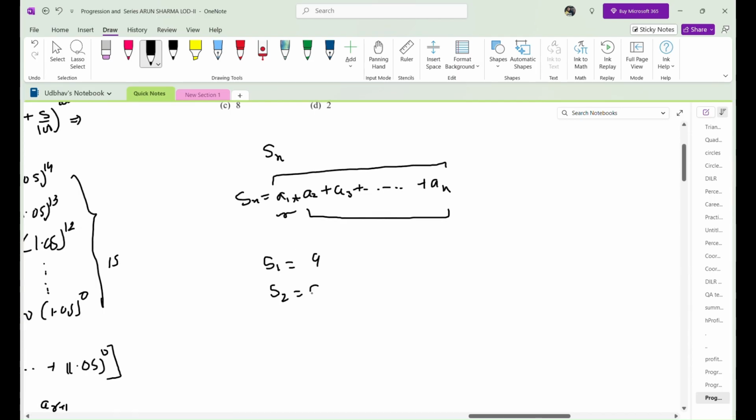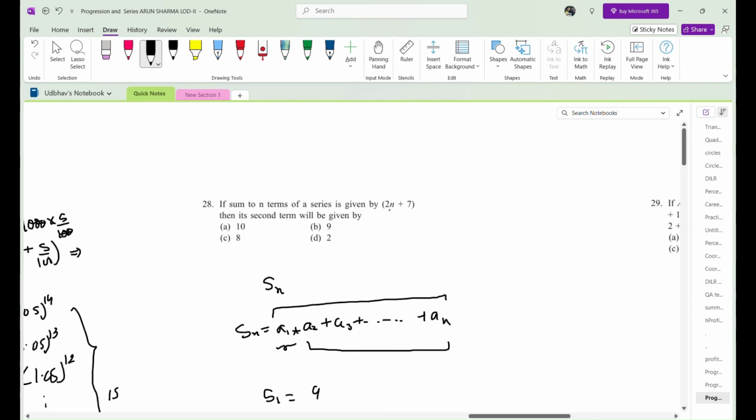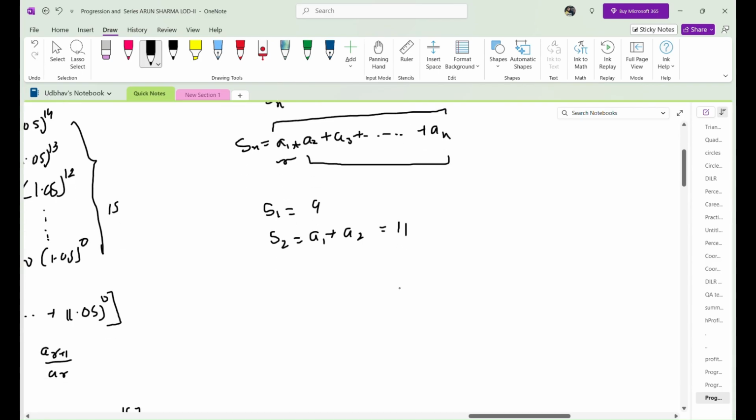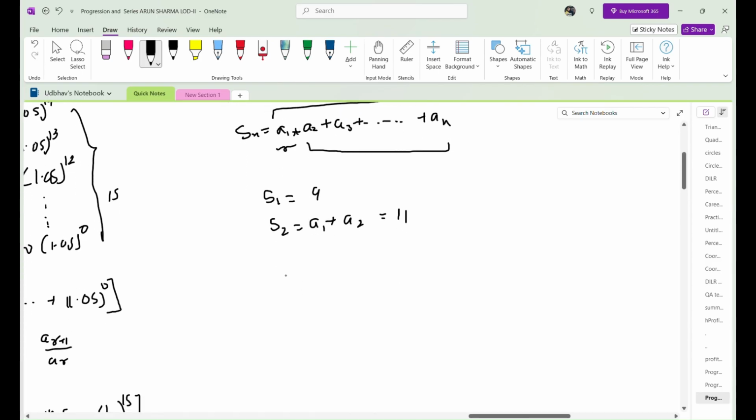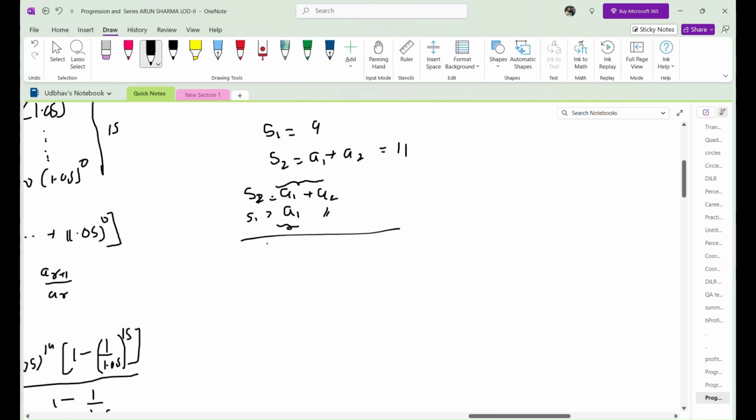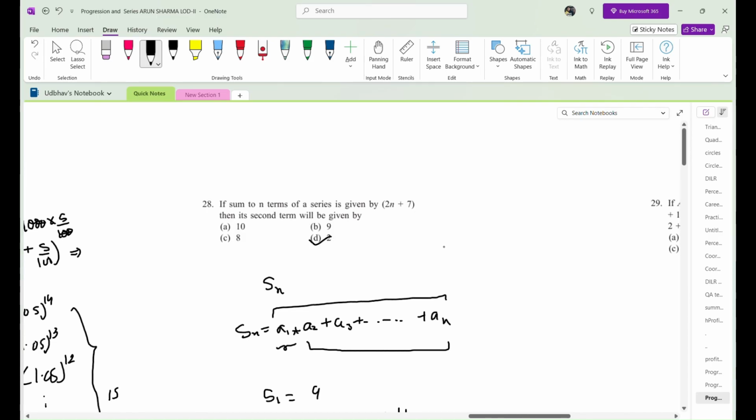What will S2 give us? S2 will give us a1 plus a2. We'll put 2 here. 4 plus 7, 11. So now we have S1, that is a1, and we have S2, that is a1 plus a2. So we can subtract this from this, and what will be left? Only a2. S2 minus S1, 11 minus 9, 2. a1 will get cancelled out, we get a2 equals 2. Pretty simple.